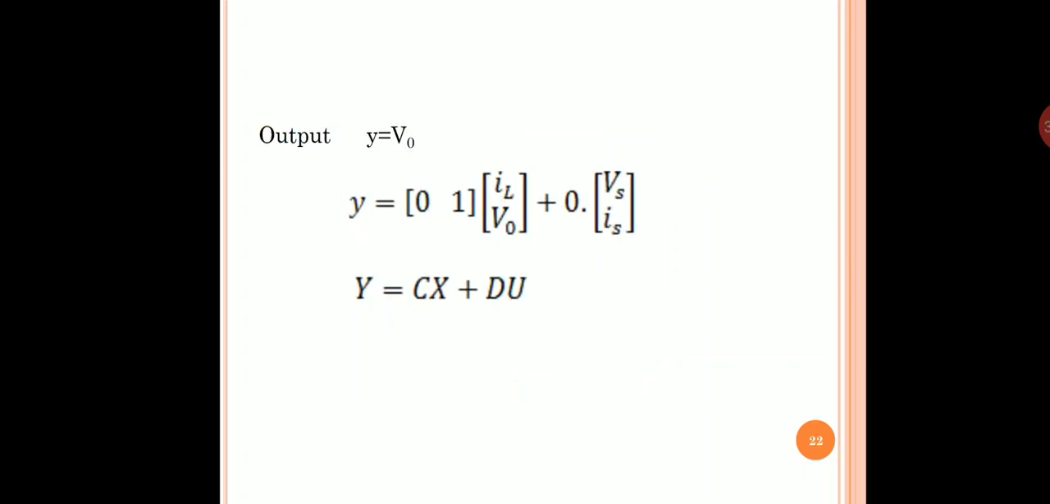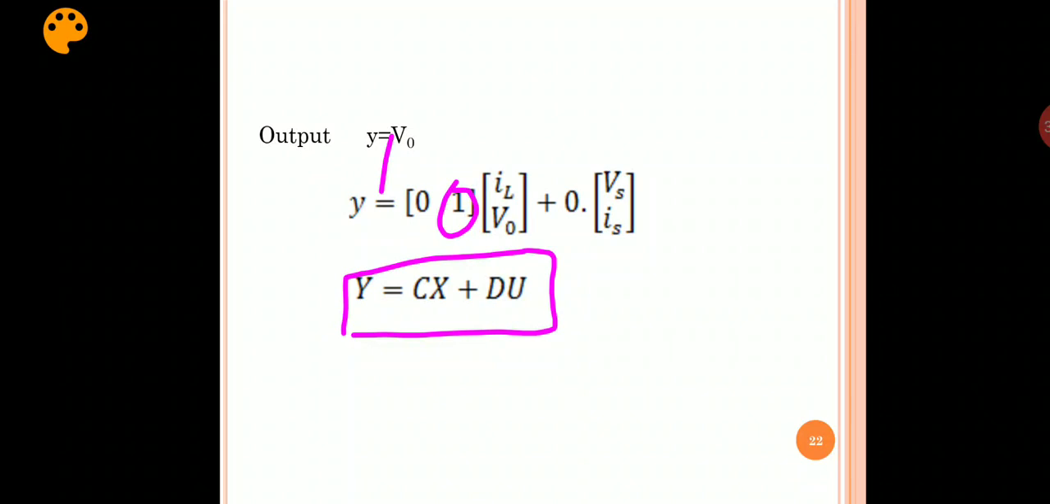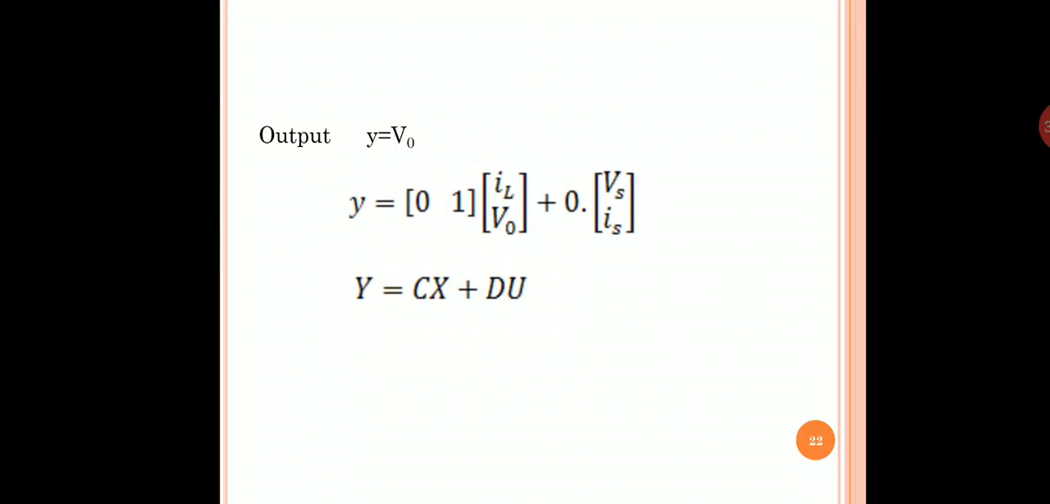Next step is simple. It is actually the output. As we consider V0 itself as Vc, the output Y is straight away V0. We can write the same thing in matrix form. The only term that you get is 1 here, which is the coefficient of V0. The remaining terms are 0. So this is of the form Y is equal to Cx plus Du, which is the output equation. The state equation and the output equation together form the state model.